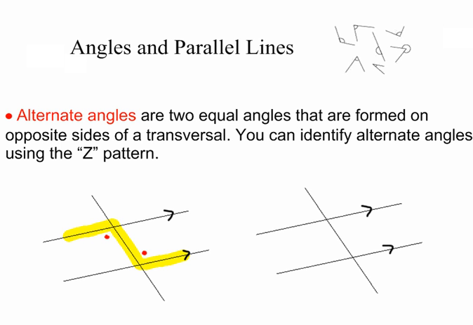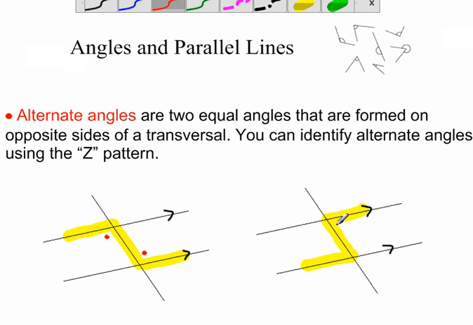Now, it doesn't actually have to be a Z. You could also have a backwards looking Z. Sometimes it also looks more like a lightning bolt. What you're trying to do is use the two parallel lines to form the top and bottom of your Z, and then the transversal forms the diagonal part.